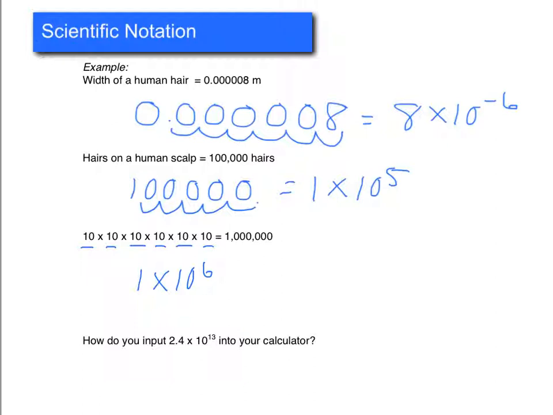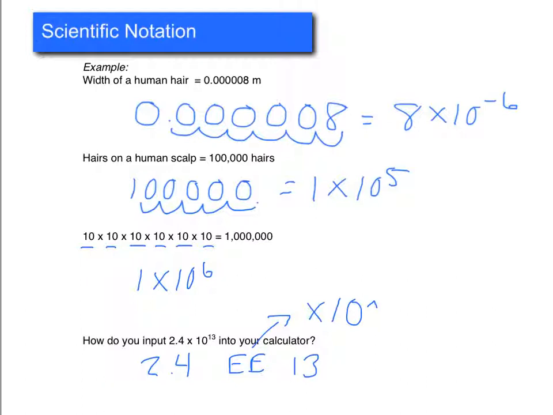So in my calculator, to do this number, 2.4 times 10 to the 13th, I would put in 2.4, and then on my calculator there's a little EE button. Okay, that represents the whole times 10 to the whatever. Okay, and then after the EE I would put in 13. That means 2.4 times 10 to the 13th in my calculator.